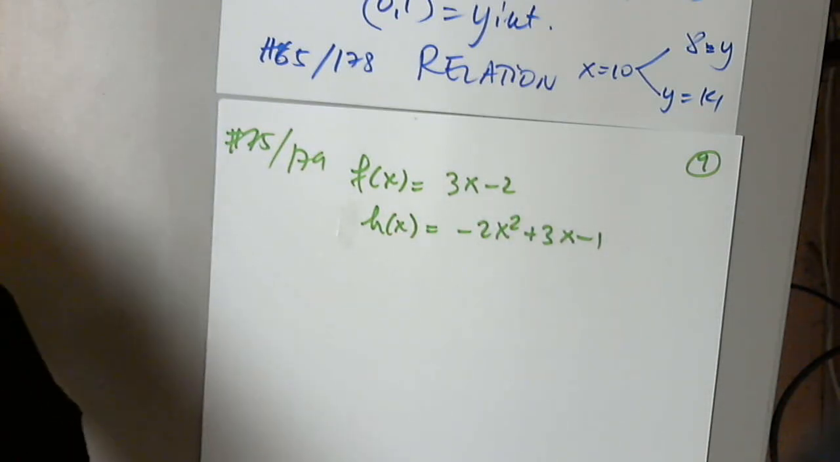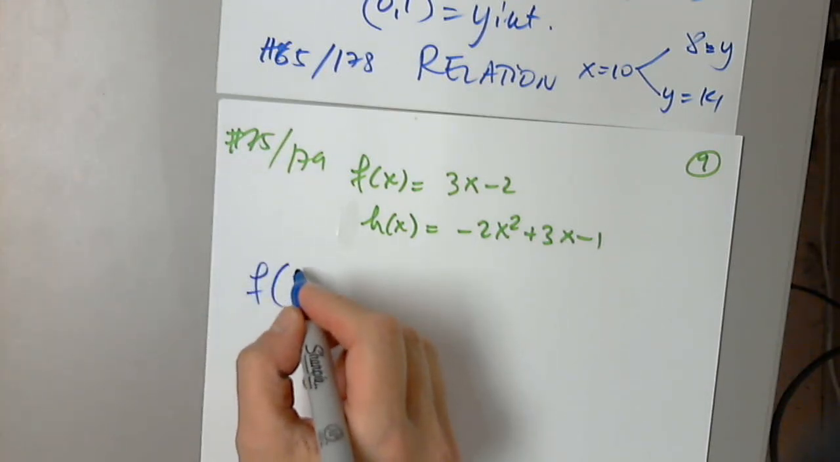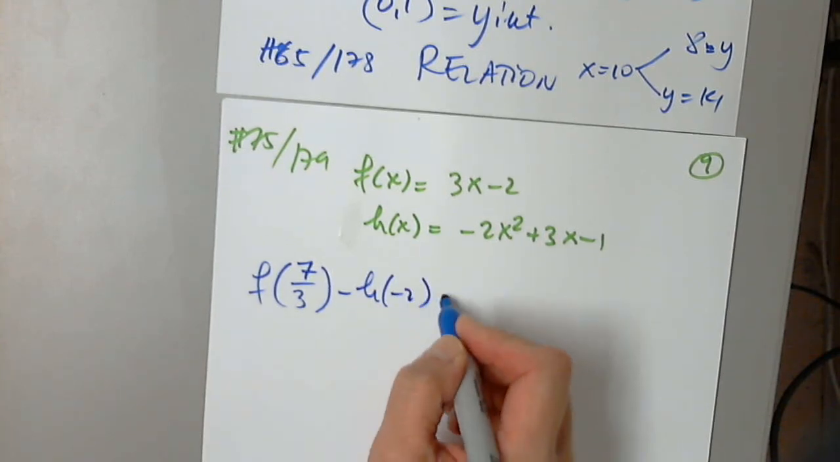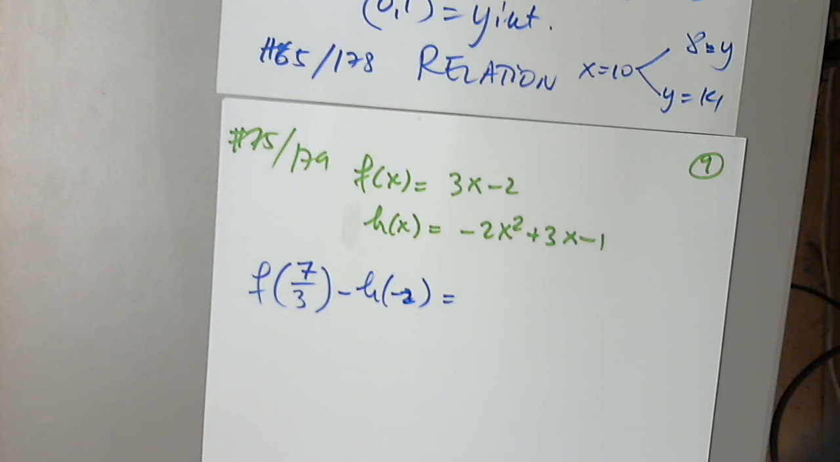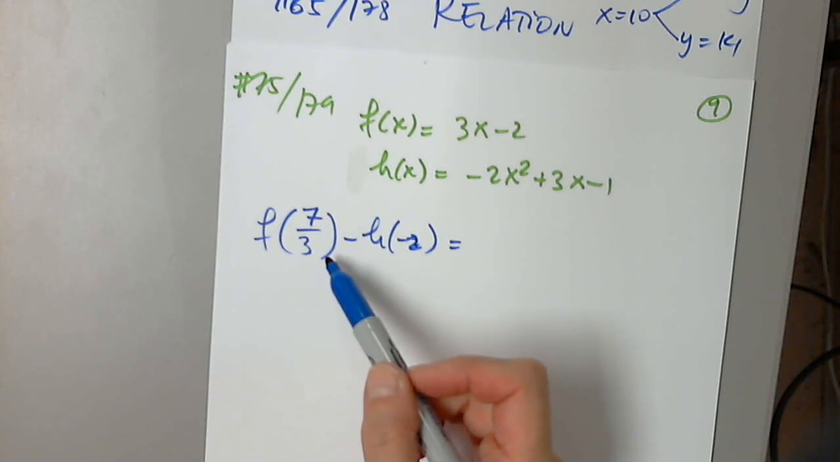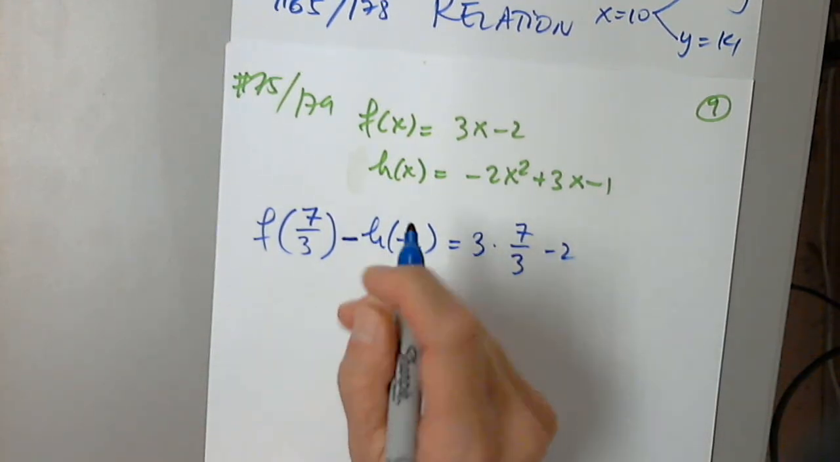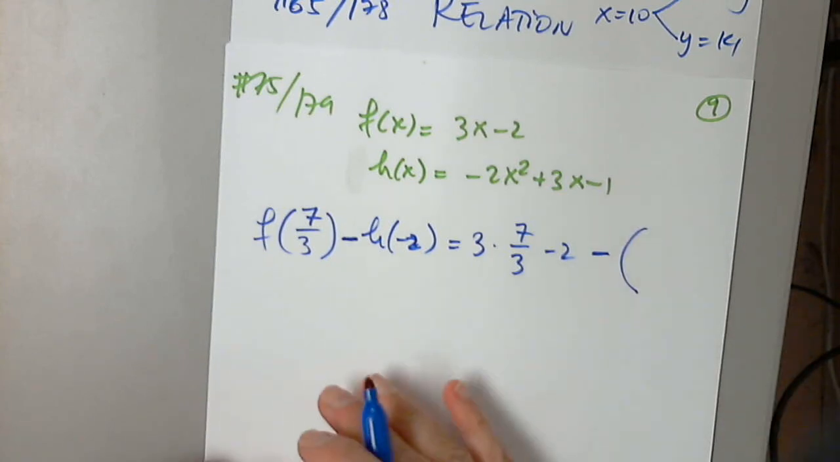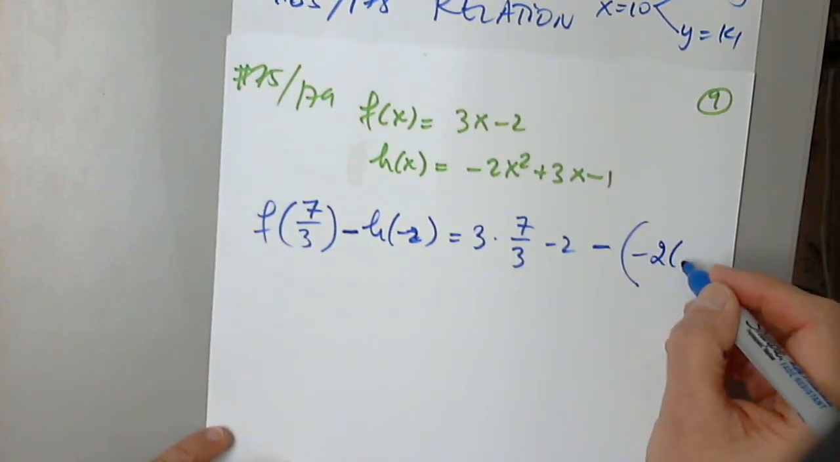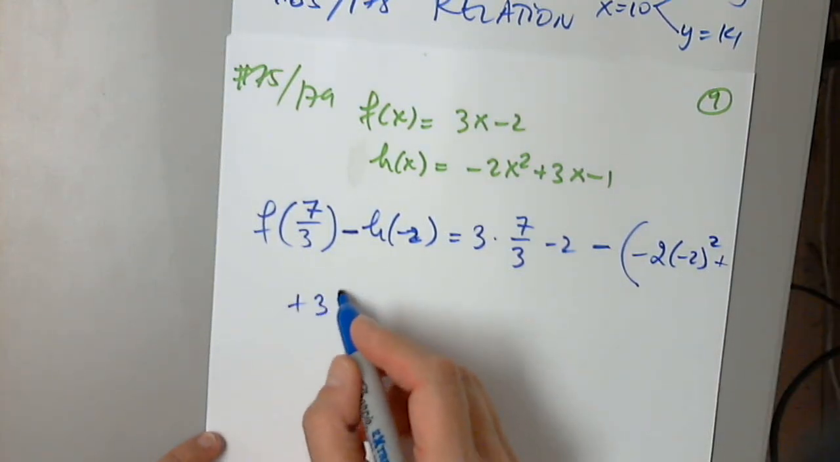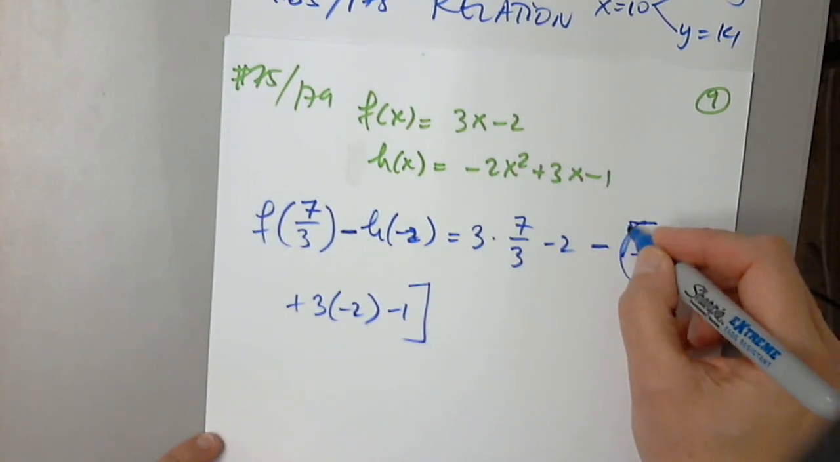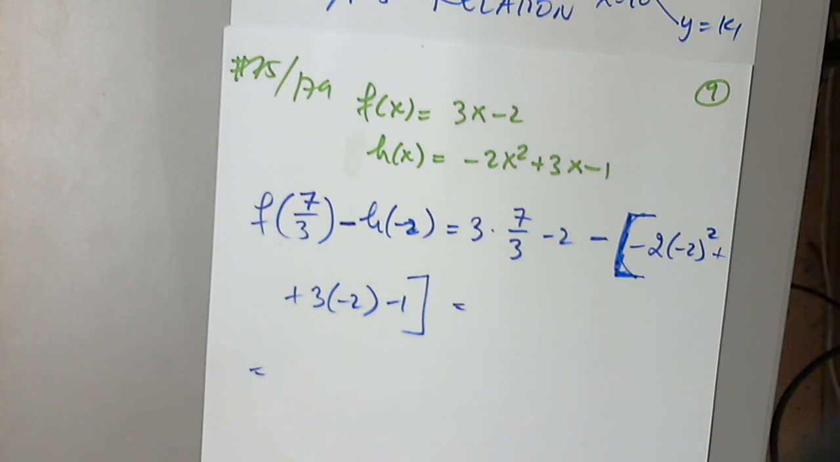Okay, so here is what they are asking us to do. They're asking us to find f of 7/3 minus h of -2. And we reviewed how to evaluate these functions, right? So f of 7/3, we can find it on the side, or we can just write 3 times 7/3 minus 2. Don't forget this negative symbol here, the sign, so minus. Put parentheses so you don't forget. And -2 times -2 squared plus 3 times -2 minus 1. I'm going to change it into a bracket because it's easier to see what's happening here. By the order of operations, we will do what first?